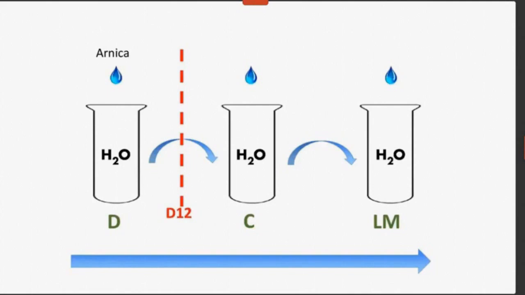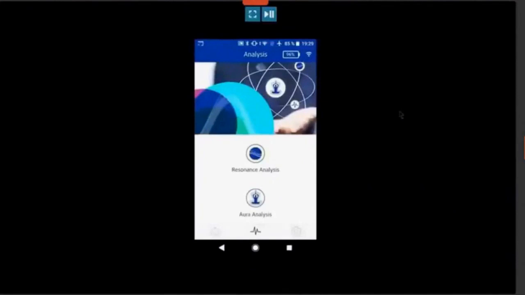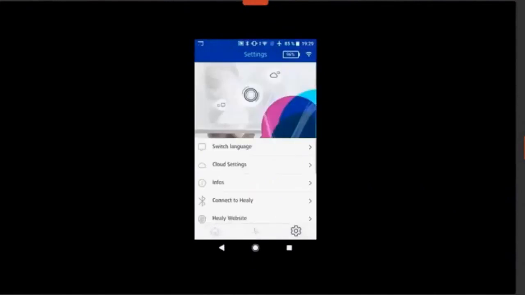It's easier to show in the app because I also have some questions here regarding how you can see your previous analysis, how you have done and all this. Okay, so let me switch to the app and let me see if you can see my Healy now. Can you see it? Yes. Very good.